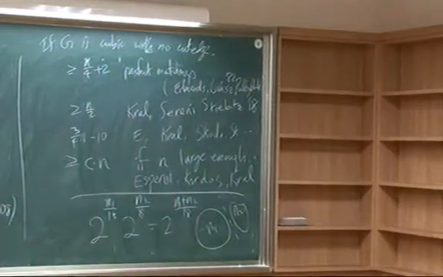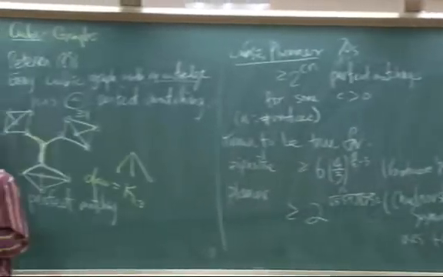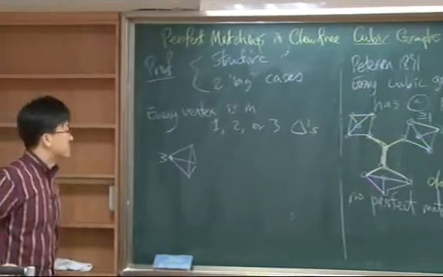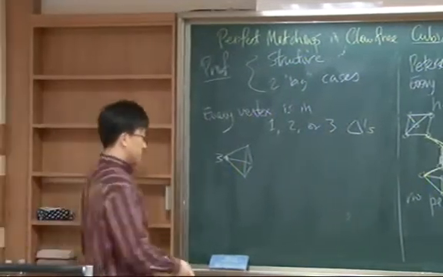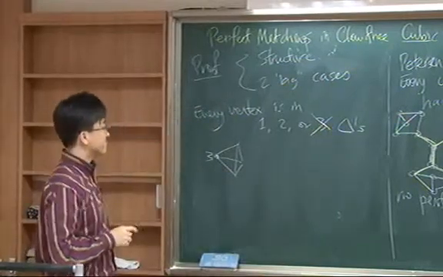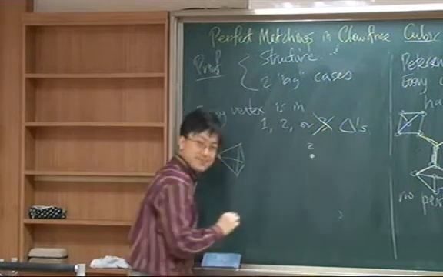Then as soon as you have a vertex in 3 triangles, the graph itself is K4. So you have nothing to do. So now we can assume that no vertex is in 3 triangles. So let's look at the case when you have a vertex in 2 triangles.